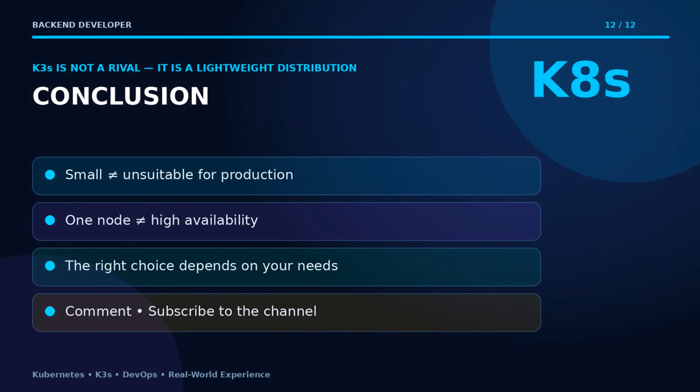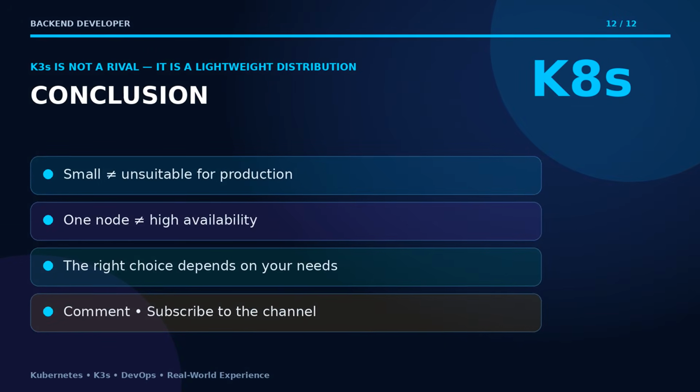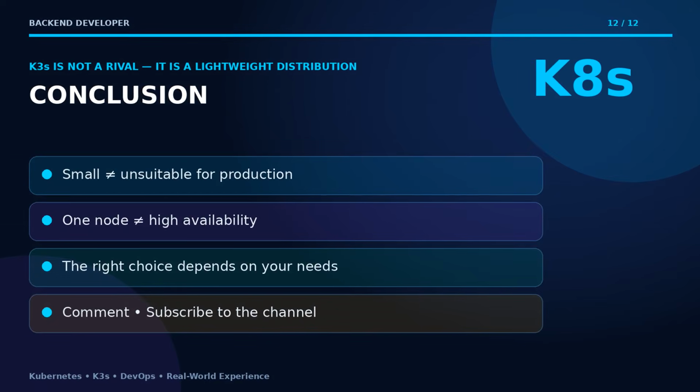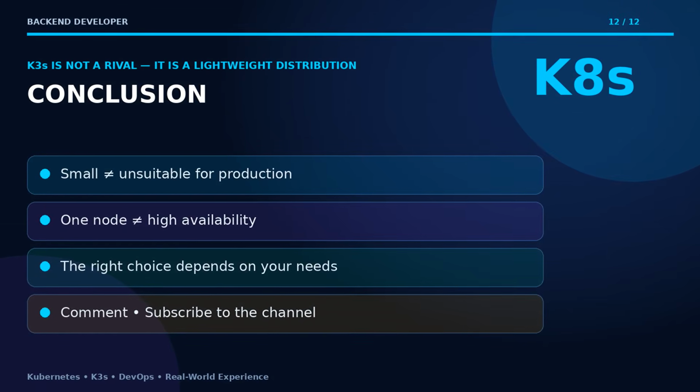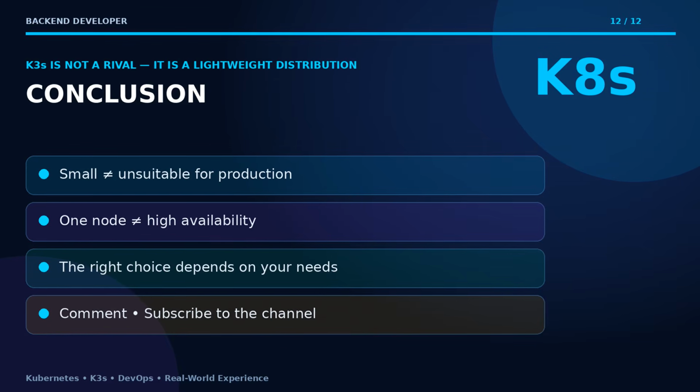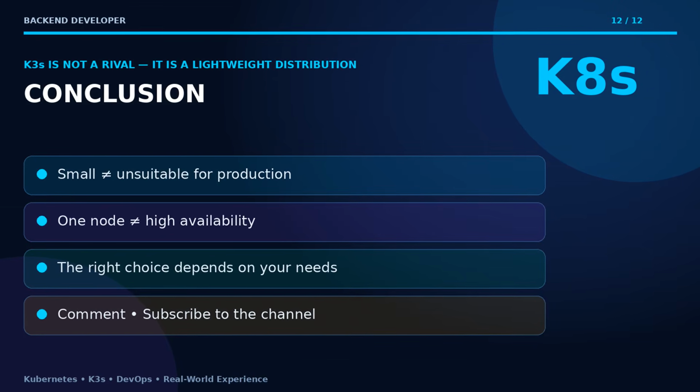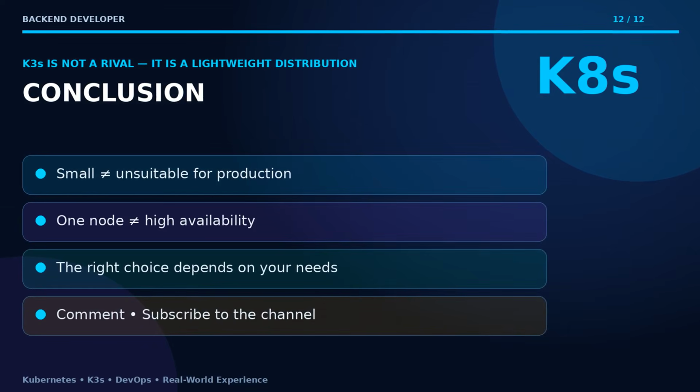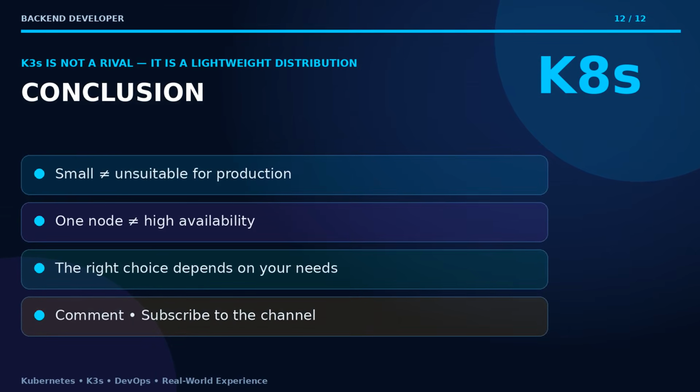In summary, K3s is not a competitor to Kubernetes. It is a lightweight distribution that packages Kubernetes more simply and aims to reduce operational overhead. Being small does not mean being unsuitable for production, but a single node does not provide high availability. The right choice depends on scale, team experience, budget, add-on requirements, and acceptable downtime. On my own low-cost servers, I prefer K3s when I want fast deployments and straightforward management.